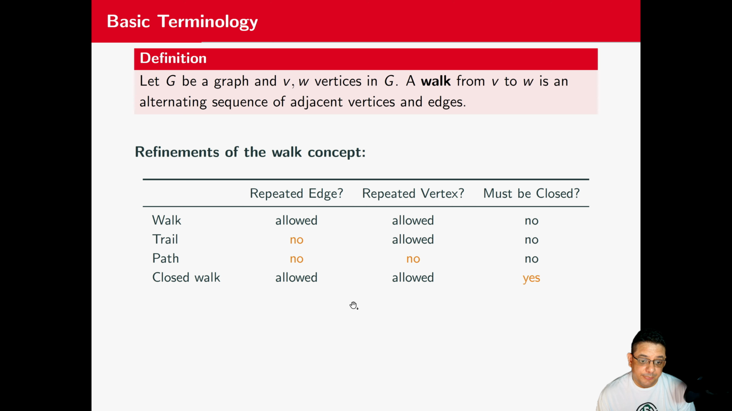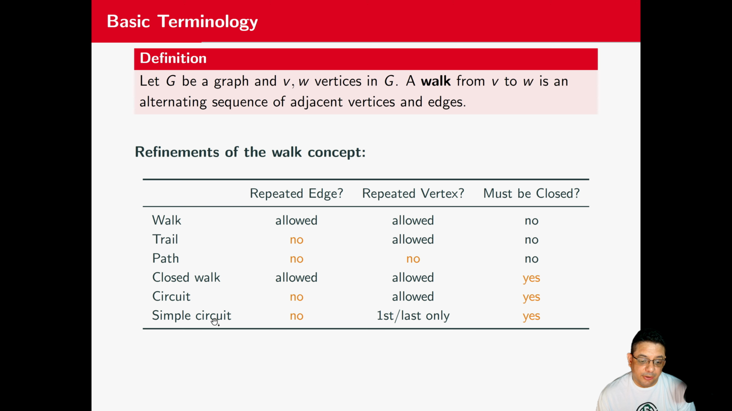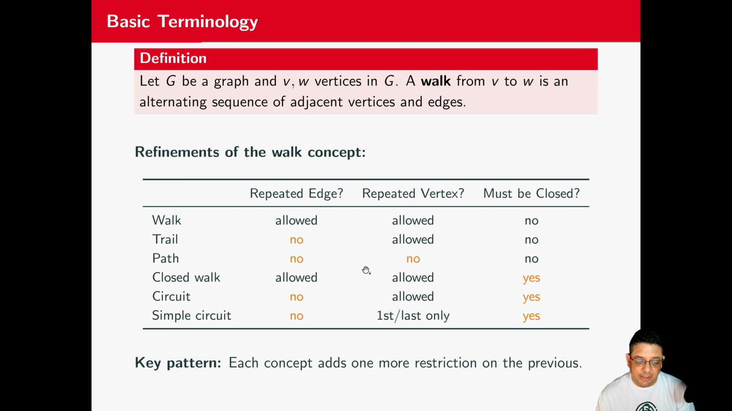A closed walk allows for repeated edges and repeated vertices, and of course it has to be closed. In a circuit, we don't repeat edges, we can repeat vertices, and it must be closed. In a simple circuit, we don't repeat edges, and the only repeated vertex is the first and the last one. So pretty much the point where we start is the point where we finish, and that will be a simple circuit. The key pattern here is that each concept adds one more restriction to the previous one.